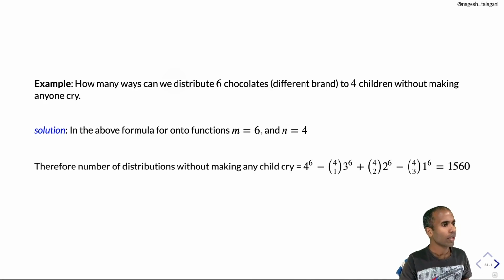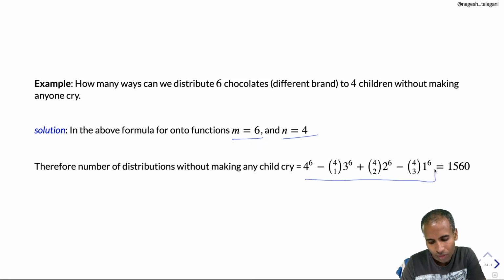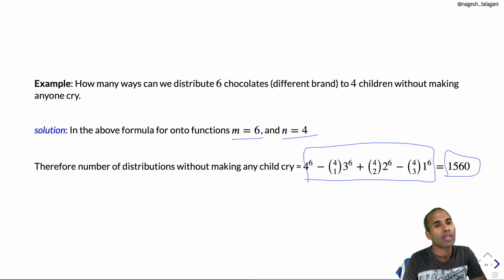Okay, so then the total number of distributions without making any child cry is going to be, in the above formula we are setting n equal to 4, m equal to 6, right? So that will give this expression. This will simplify to 1560. Therefore, 1560 ways we can distribute these 6 chocolates to 4 children without making anyone cry. Okay.